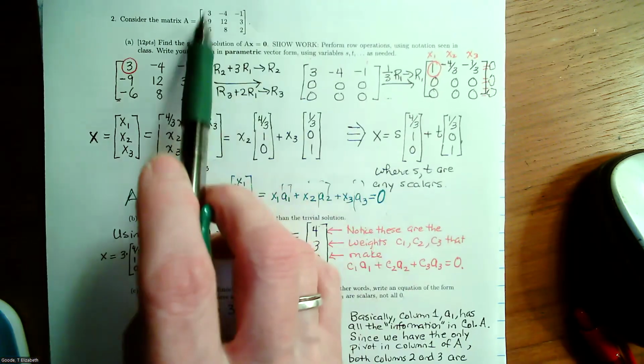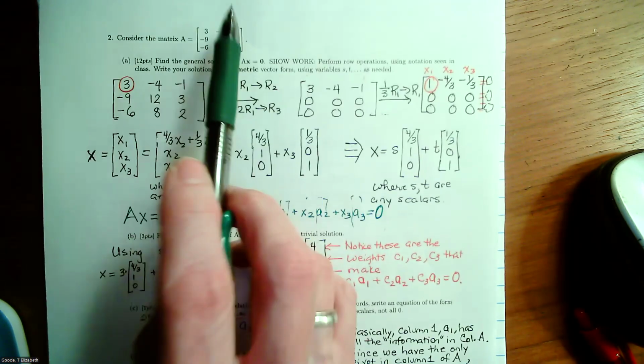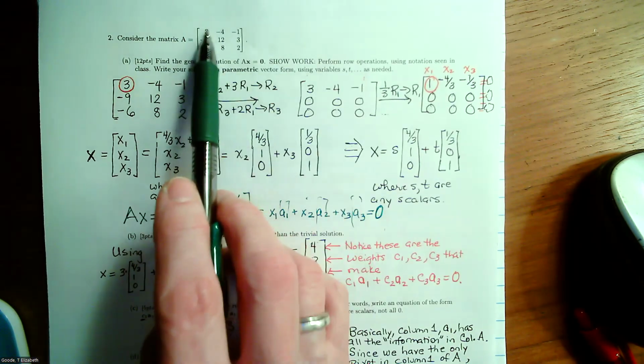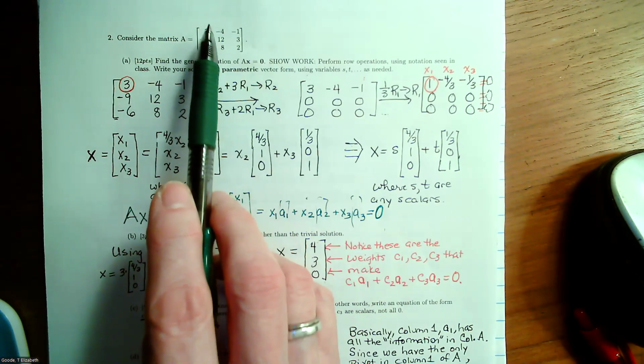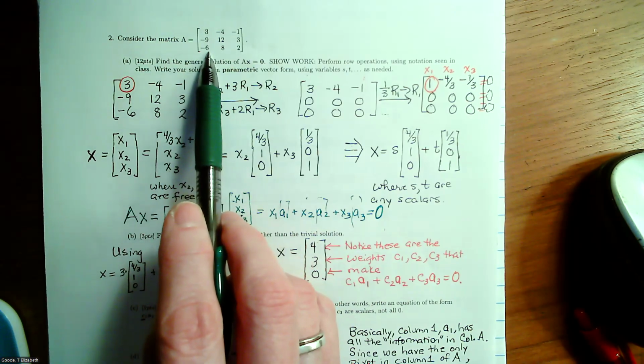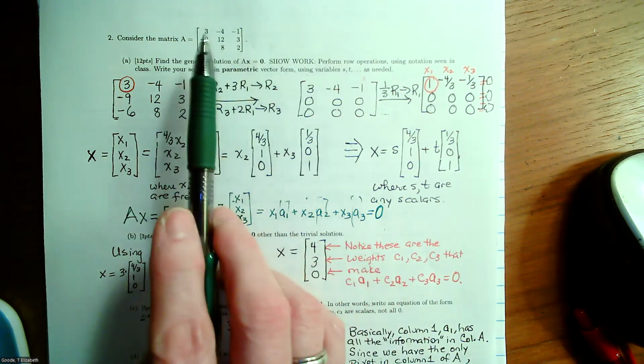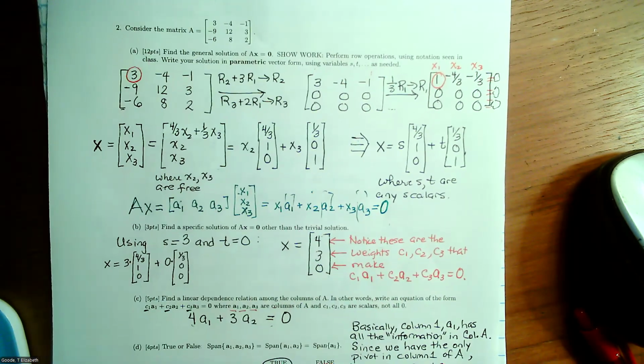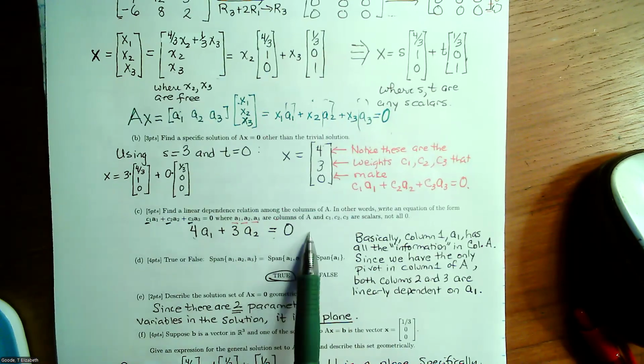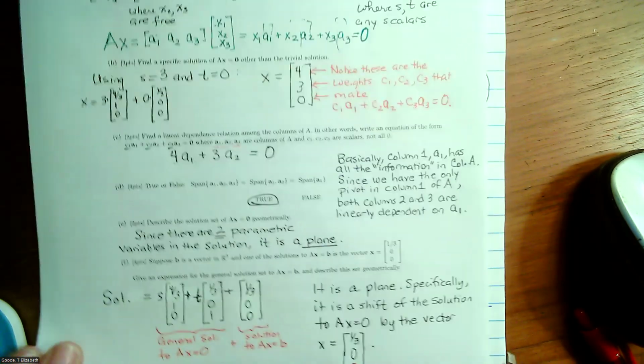That's what it means to have 2 parametric variables. It means, well, if there are 3 columns and we have 2 parametric variables, then we only actually need one of the columns because 2 of them are dependent on the one. That's what having parametric variables means. It means we can write linear dependence relations between the columns.